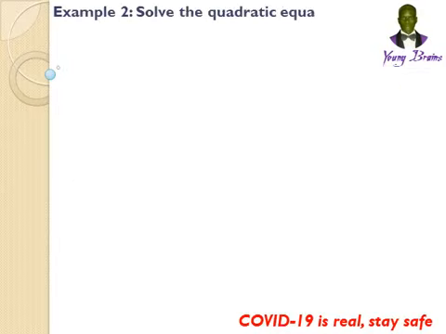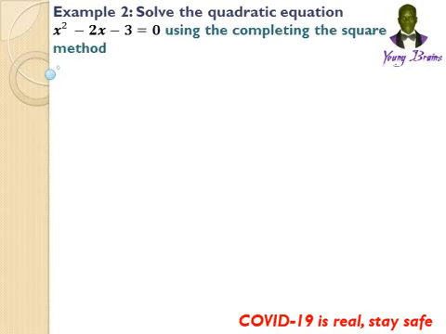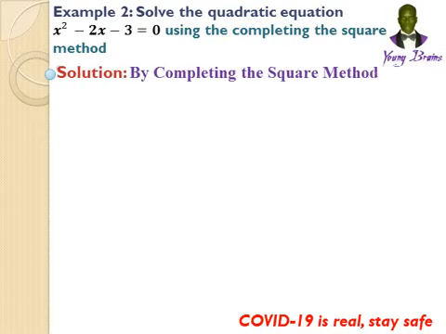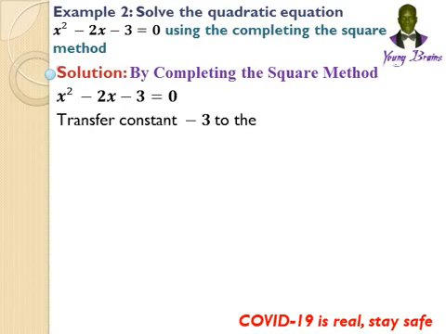Example number 2. Solve the quadratic equation x squared minus 2x minus 3 equals 0 using the completing the square method. Solution. We are to use the completing the square method. So x squared minus 2x minus 3 equals 0. The first step is to transfer the constant minus 3 to the right hand side, and this gives x squared minus 2x equals 3.